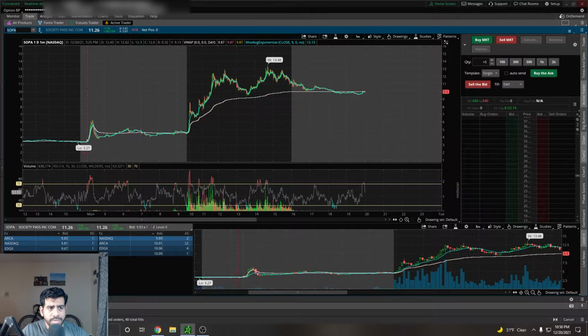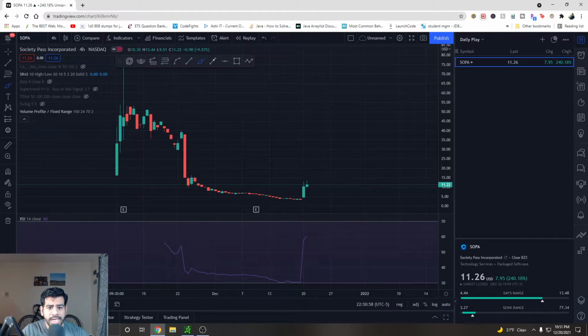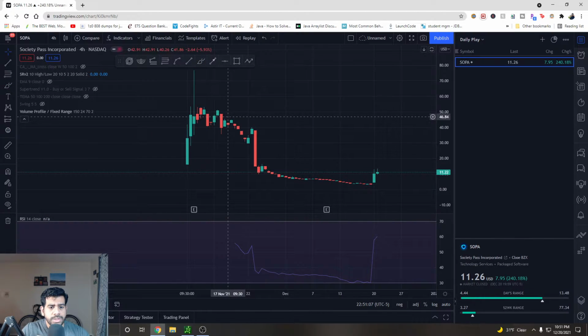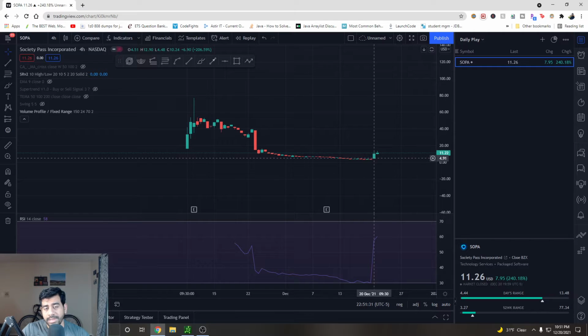The next trades that I took were on SOPA. Let me show you something interesting related to SOPA. SOPA was recently IPO'd, on 9th November 2021, and it jumped from $15 all the way up to $75, then sold off constantly before breaking that downtrend right over here. That is basically today.